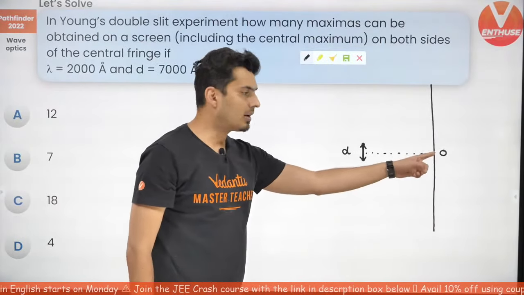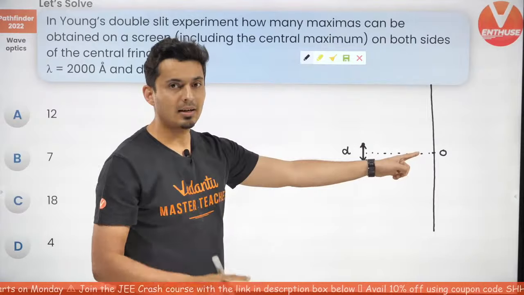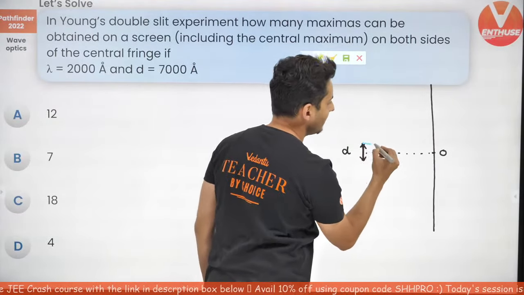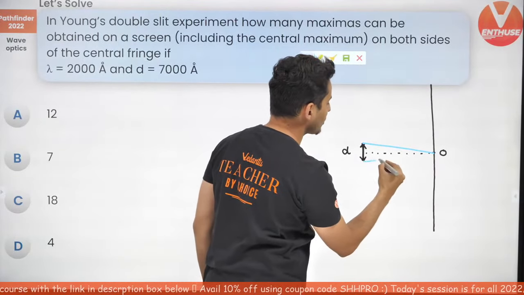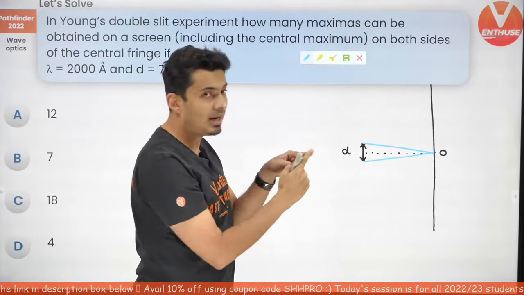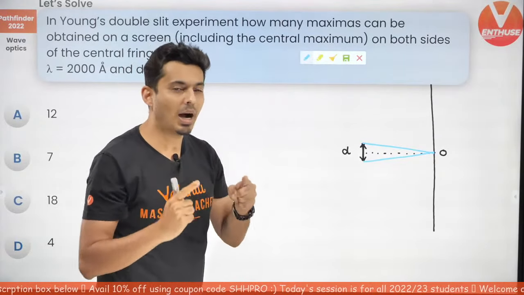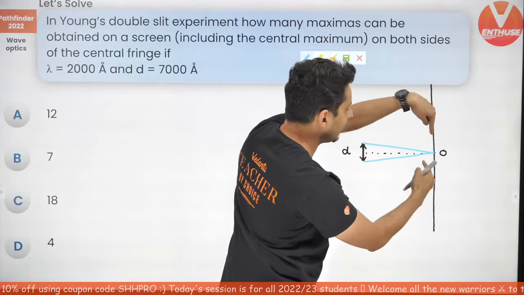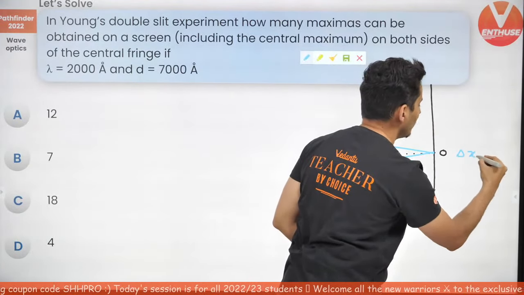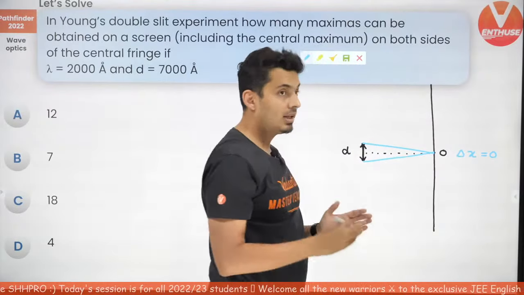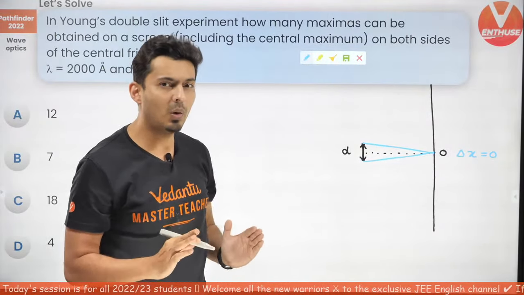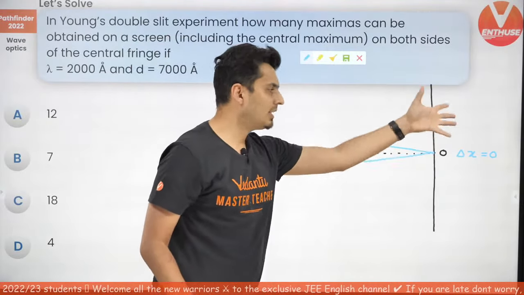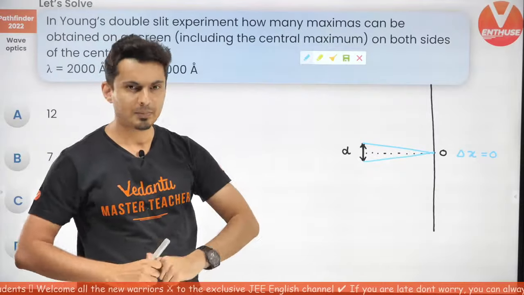Why am I calling it central maxima? The reason is that both the waves, when they originate from here, take the same time to reach O. And because they take the same time to reach O, what do you think is the path difference between them? Because they reach at the same time, there is no lag. So the path difference over here is 0. They reach simultaneously, and if it is 0, both crests come at the same time, it creates a maxima. So central maxima. I hope that makes sense.